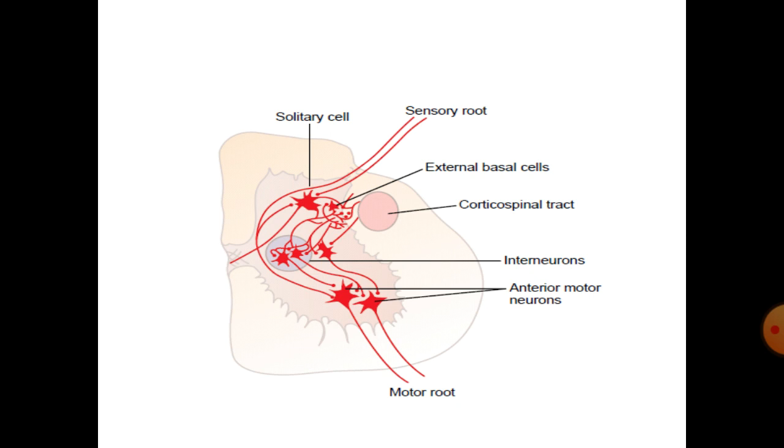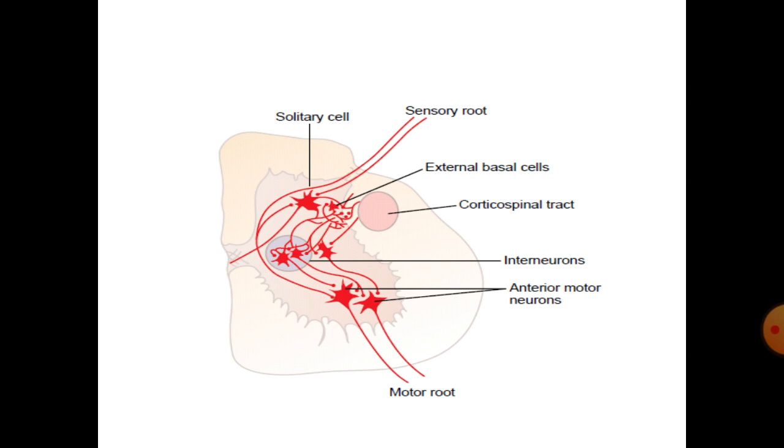Along with these anterior horn cells, the alpha motor neurons, smaller gamma motor neurons are present surrounding them. And you can see a little upwards, the interneurons are there. Interneurons communicate between the different sensory signals and the cortical signals, other higher center signals, and they are all communicated to the anterior horn cells.